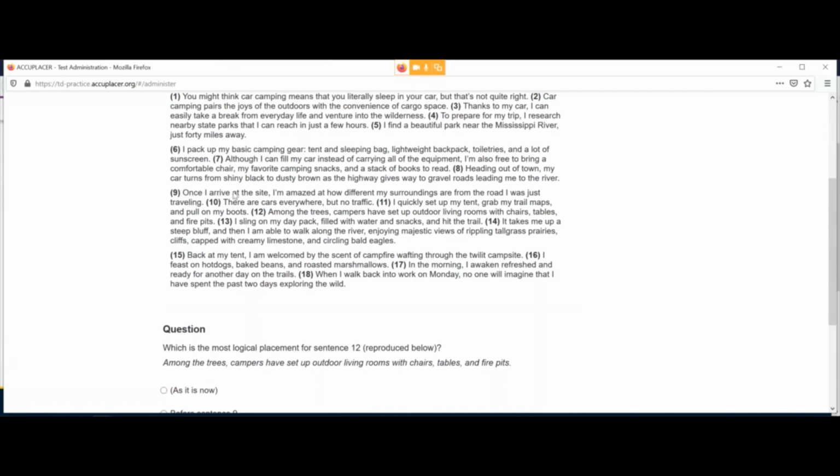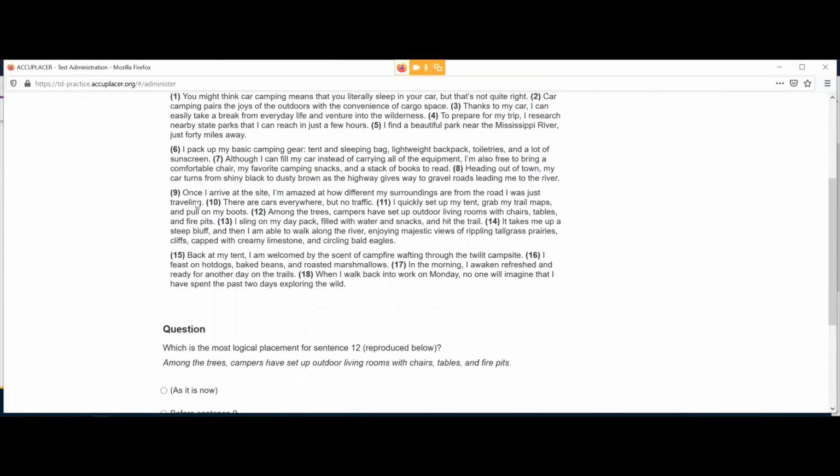The paragraph begins with the individual arriving at the site and just kind of surveying and seeing his surroundings. There are cars everywhere, but no traffic. And then sentence number 11 talks about what the individual does once he's there. And then we go to sentence number 12, and that's more of the scene setting. That's more of the detail. So it's logical that sentence number 12 would go between the existing sentence number 10 and the existing number 11.